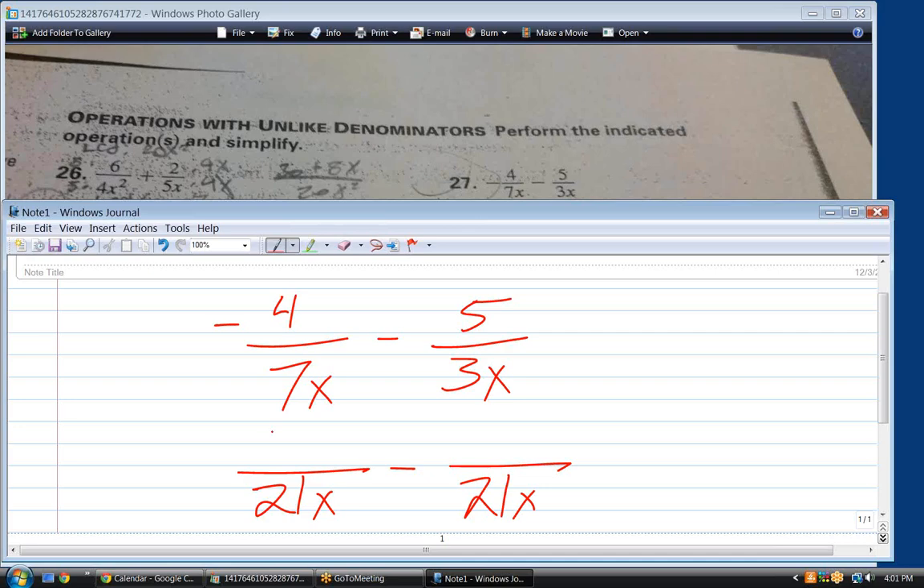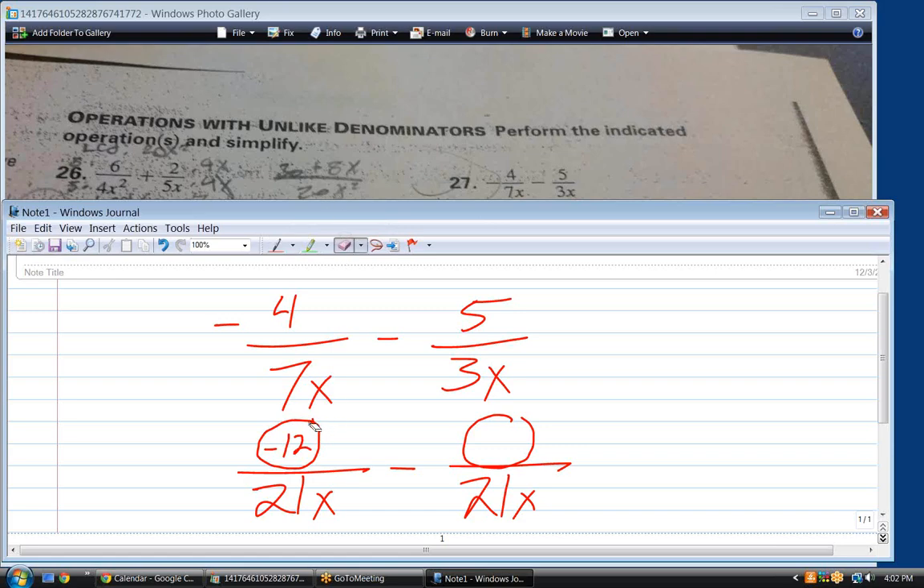So what goes here and here? It'd be a 3 on the 4 over 7x. Now remember how we do it. We divide 7x into our common denominator, and then we take that answer and we multiply it by the numerator. All right, so 12. Minus 12.